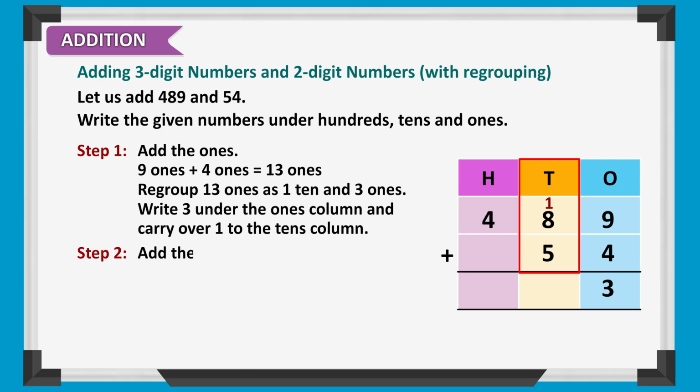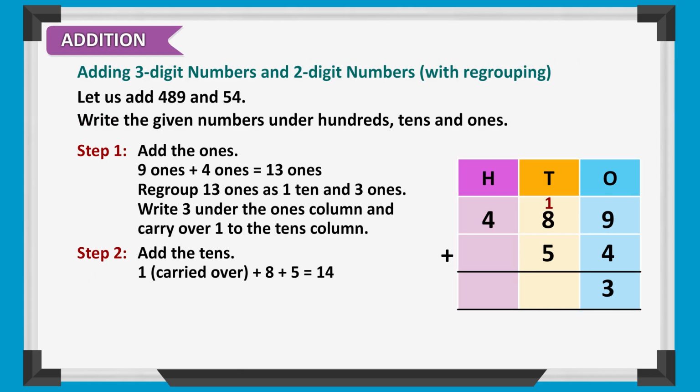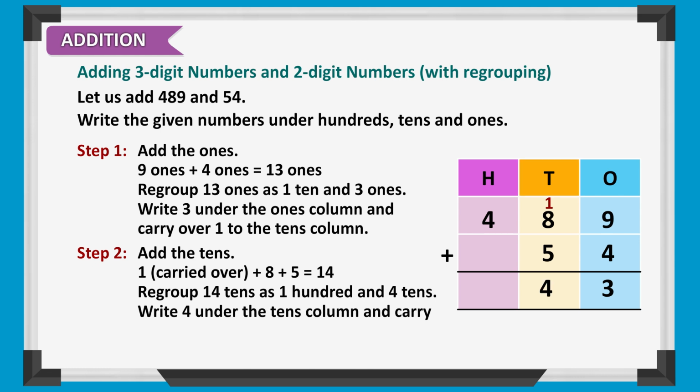Step 2. Add the tens. 1 carried over plus 8 plus 5 equals 14. Regroup 14 tens as 1 hundred and 4 tens. Write 4 under the tens column and carry over 1 to the hundreds column.